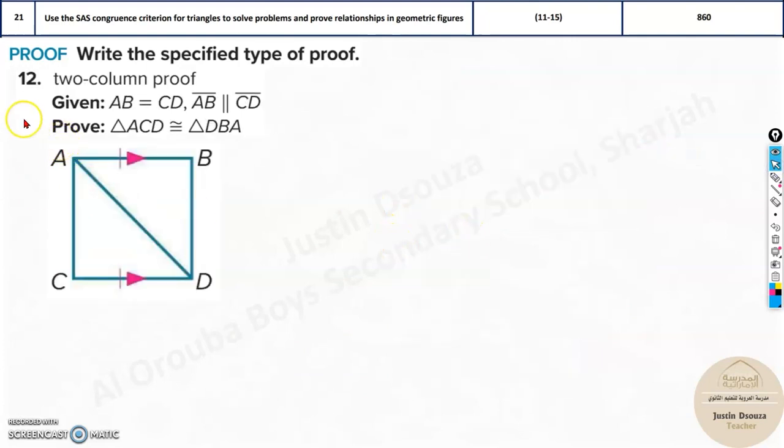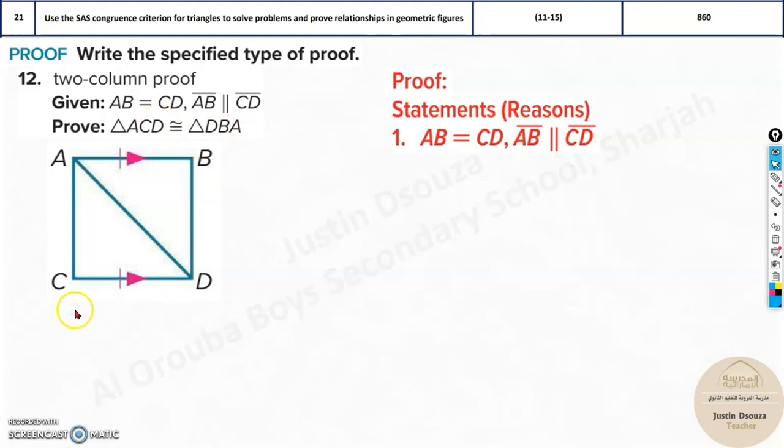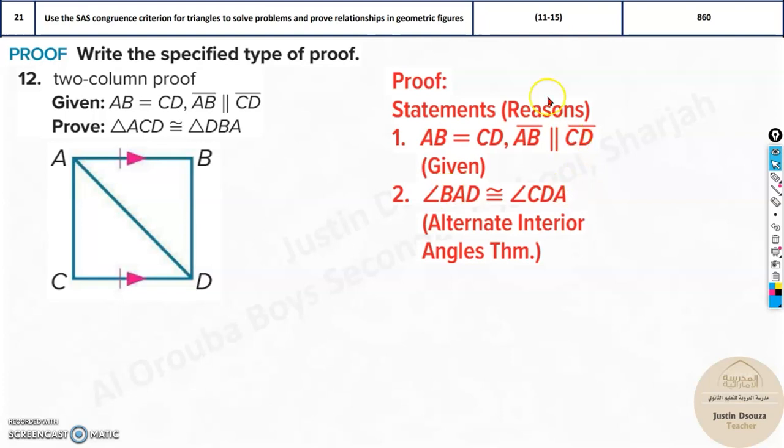Similarly, now we have one more problem over here, 2-column proof. So statements and reasons. They have given a lot of things. Let's write it. AB equals CD. They have told it's equal. Then they have also told AB is parallel to CD. Now, if it's parallel, always remember, we have done this before in part 2 as well. Whenever there is parallel stuff, the alternate interior angle theorem comes into the picture. You can see BAD and CDA are congruent. Why? Because these are parallel, so these are interior angles.